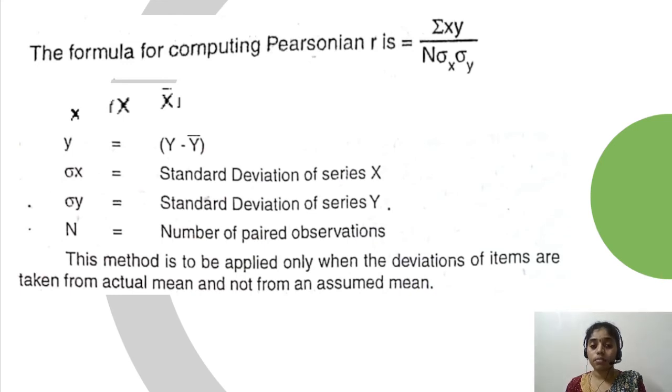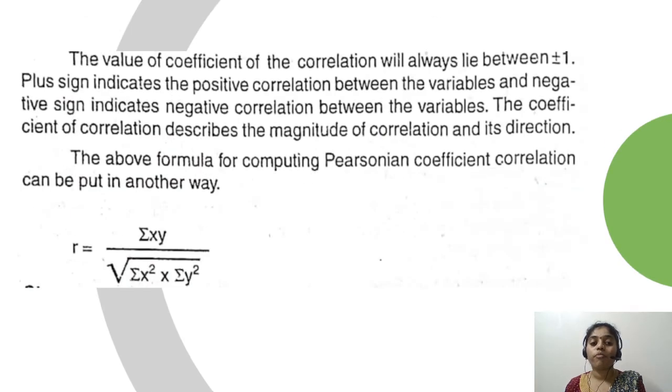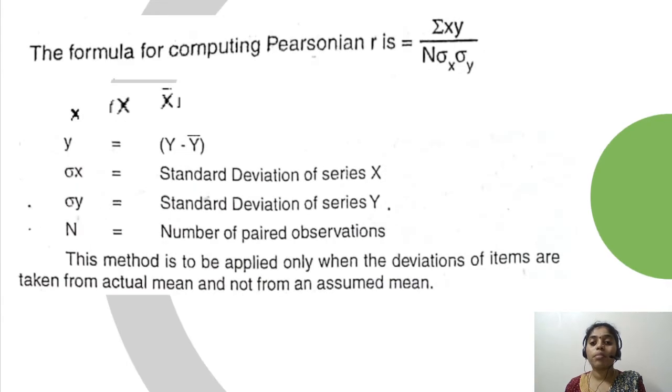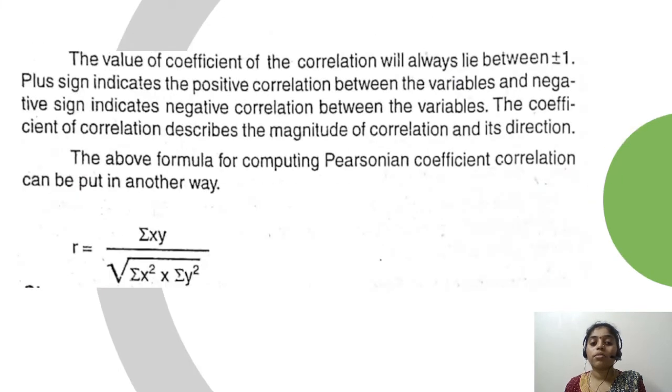This method is to be applied when the deviations of the items are taken from the actual mean, not from the assumed mean. And the above formula can be written as R is equal to summation xy by the square root of summation x whole square into summation y square.